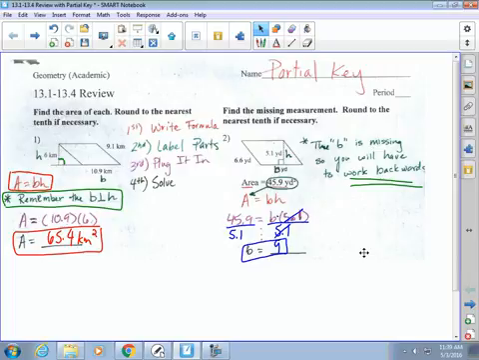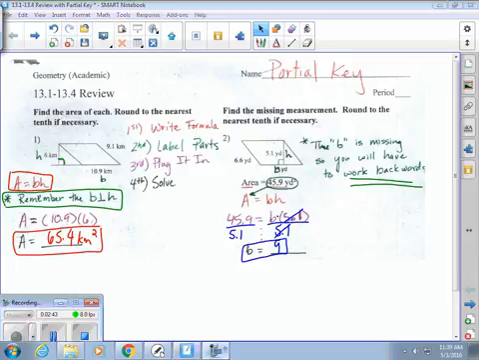All right, so that takes care of area with parallelogram. Go ahead and fast forward to look at your areas dealing with triangles.